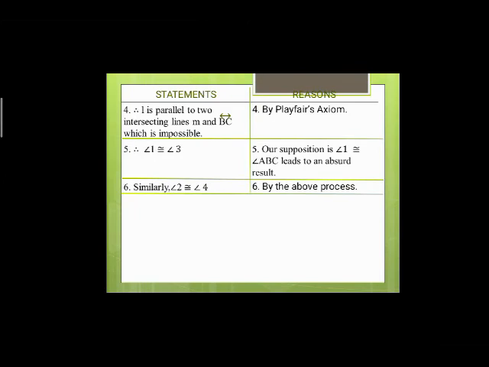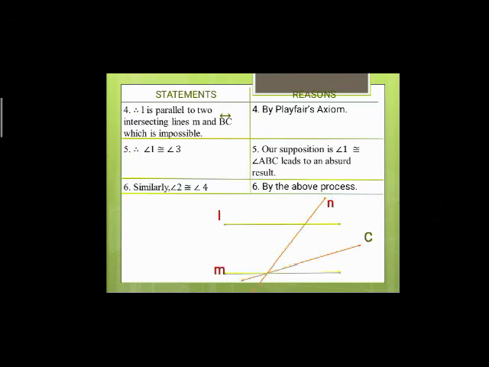So that's why only one of the statements is correct and the other is wrong. It means L is parallel to just M. So if L is parallel to M, it means our assumption is wrong. It means angle 1 is congruent to angle 3. Our supposition that angle 1 is equal to angle ABC leads to an absurd result. That's why we say that angle 1 is congruent to angle 3. Similarly, for the given statements and reasons, we say that angle 2 is congruent to angle 4 by the above process.